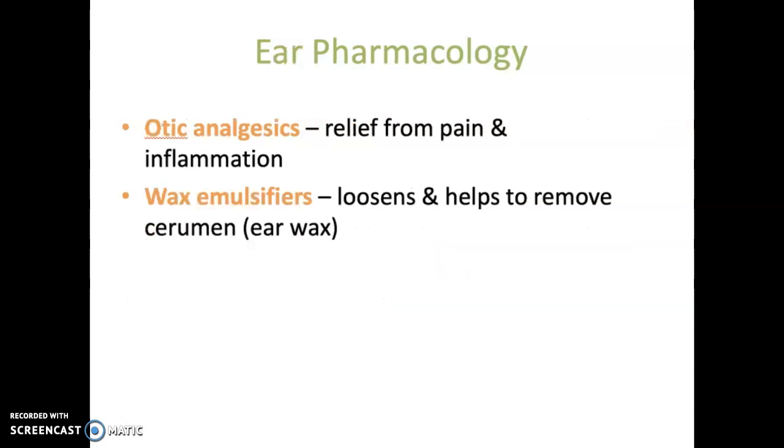Otic analgesics relieve pain and inflammation, and wax emulsifiers loosen and help remove impacted earwax.